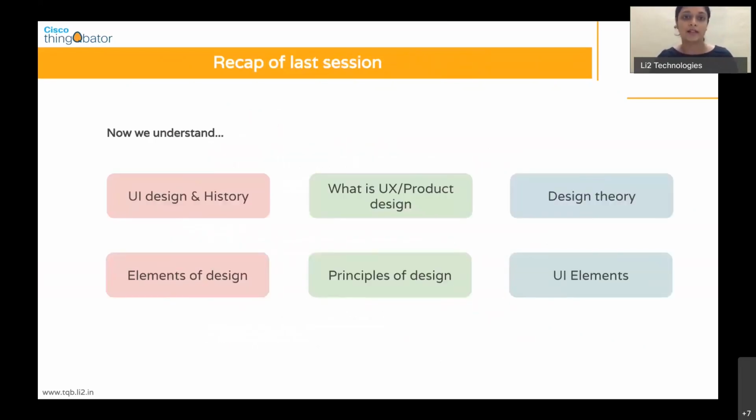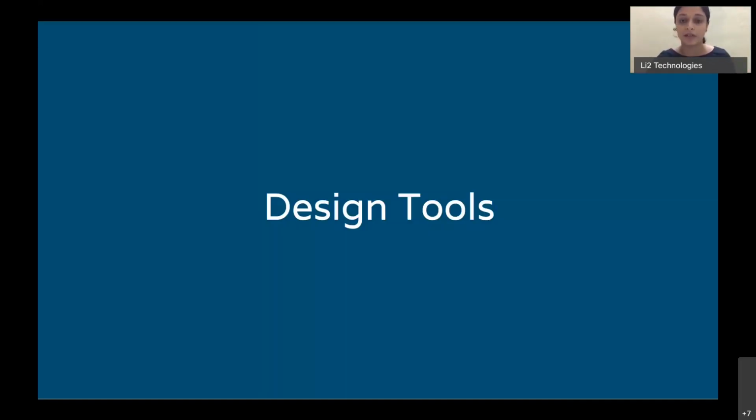A recap of the last session. We understood what UI UX design is, what product design is, and what design is. We also looked at a little bit of the history and evolution of UI design, and we understood design theory, the elements of design, the principles of design which dictate design, and some common UI elements which are used in the industry as standards. Apart from that, I also introduced you all to the rules of iOS and Android. I shared the link yesterday and I will share it again today. We also discussed designing for accessibility. This is a bit of yesterday. I'm going to continue from here.